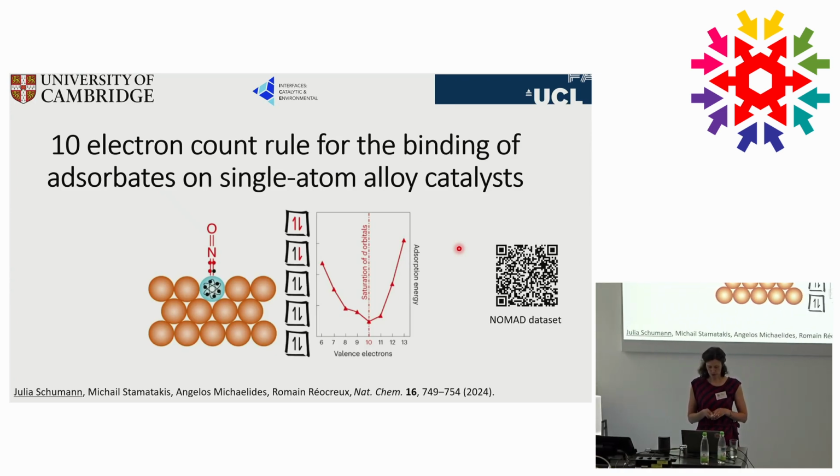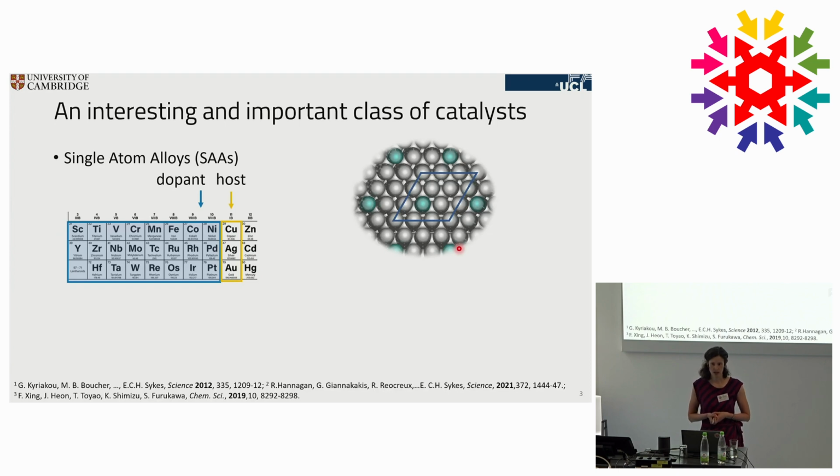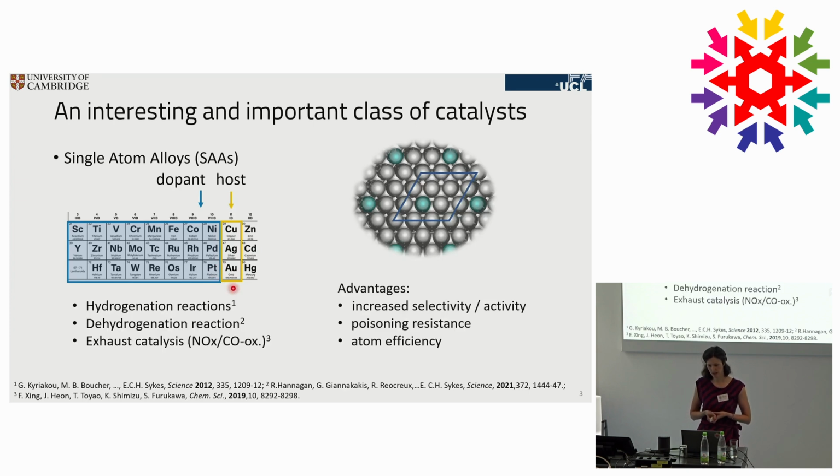First of all, you might wonder, what are single atom alloys? These are a special class of metallic alloy surfaces in which a transition metal dopant is atomically dispersed in a more inert coinage metal host, such as copper, silver, or gold. These surfaces have been shown to be very promising for hydrogenation reactions, as well as dehydrogenation reactions and exhaust catalysis.